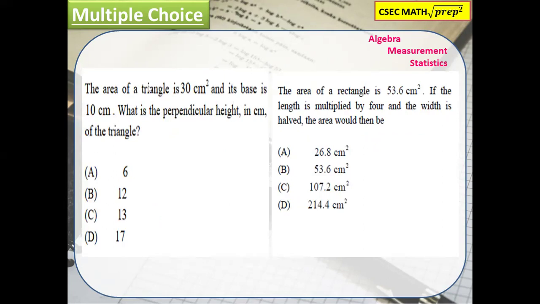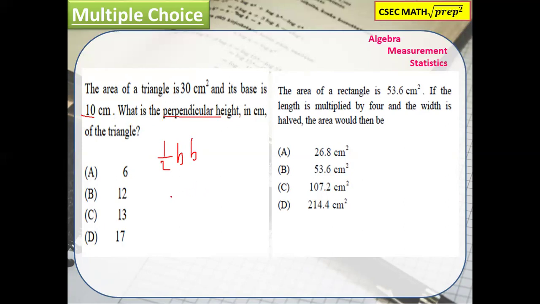Measurement question. The area for a triangle is 30 centimeters squared. And they're asking us now, oh, the base is 10. What's the perpendicular height for the triangle? Now, you and I know. If you didn't know, you would look on the formula sheet and see it's half base times height for the area of a triangle. So they give us the area to be 30.